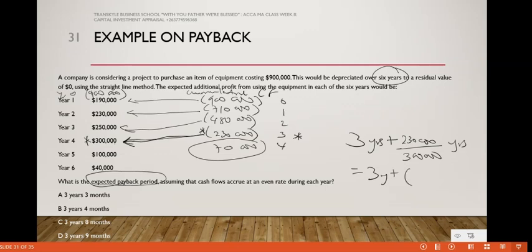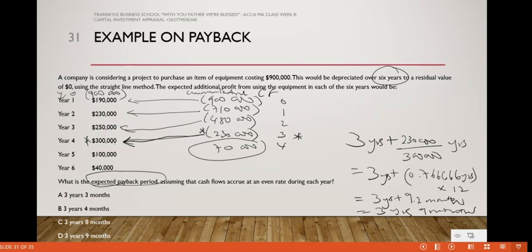This should be 0.7666 years. To convert this into months, it will be multiplied by 12. Multiply by 12, you get the number of months. So it will be 3 years plus 0.7666 years, multiplied by 12, that's 9 months. This is 9.2 months. So the answer should be 3 years, 9 months.